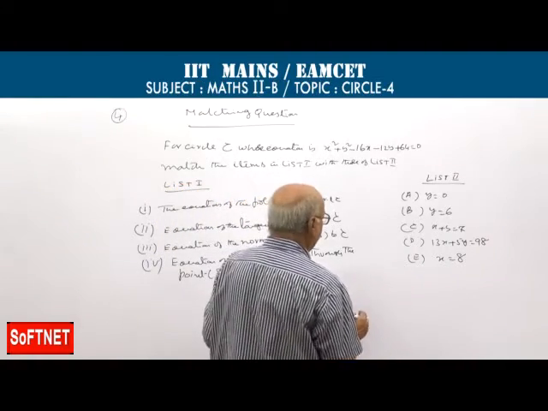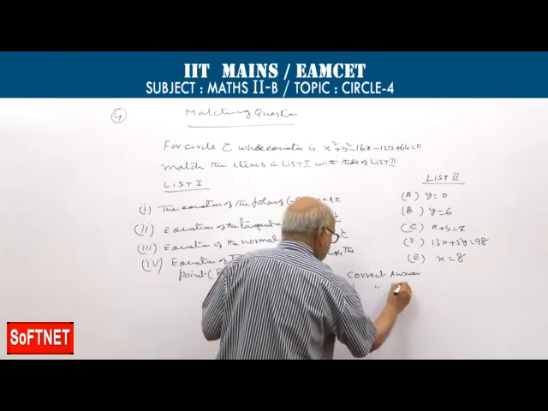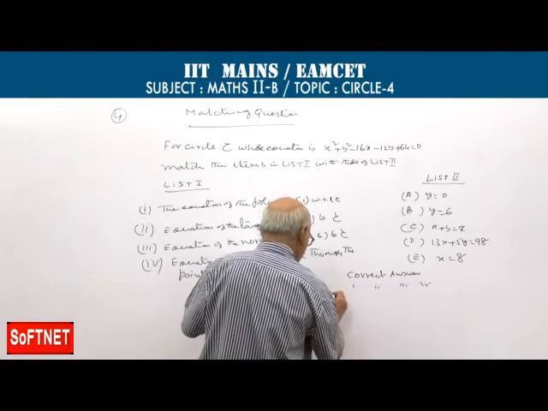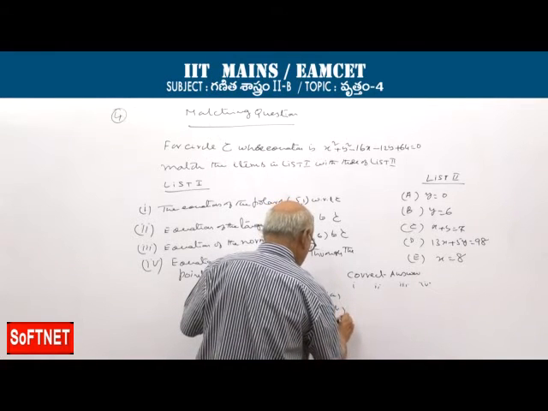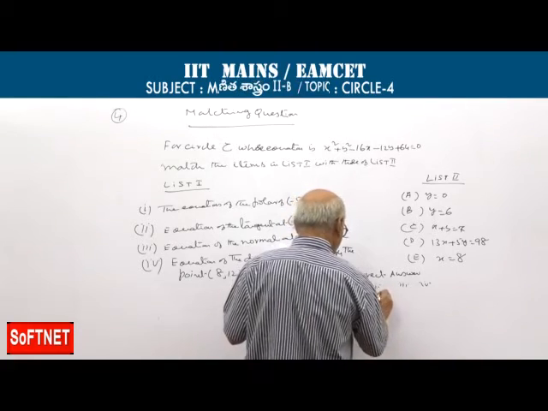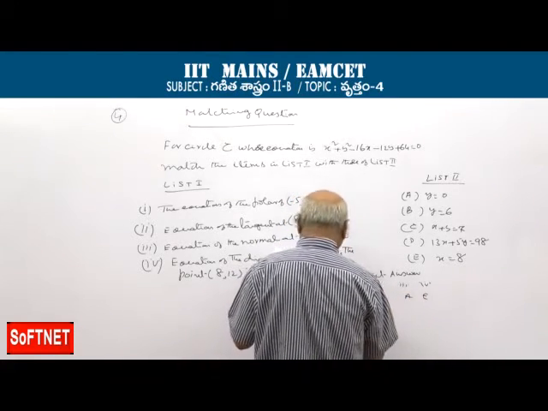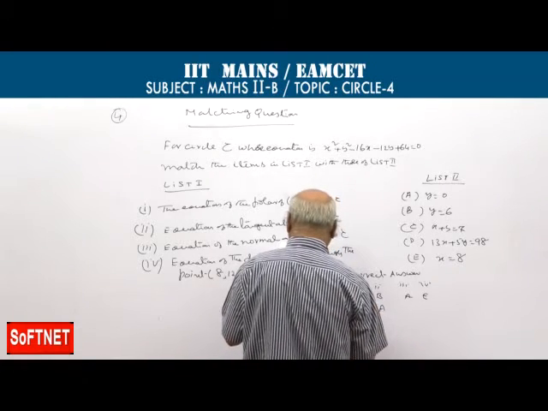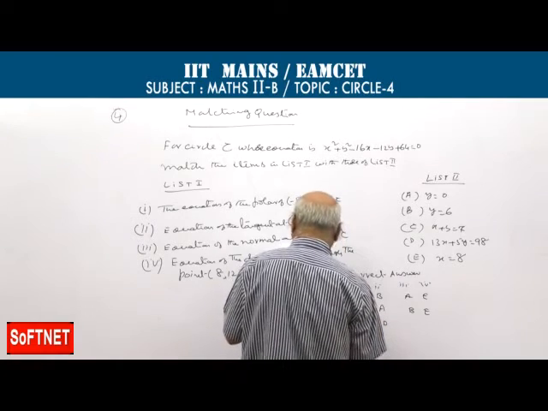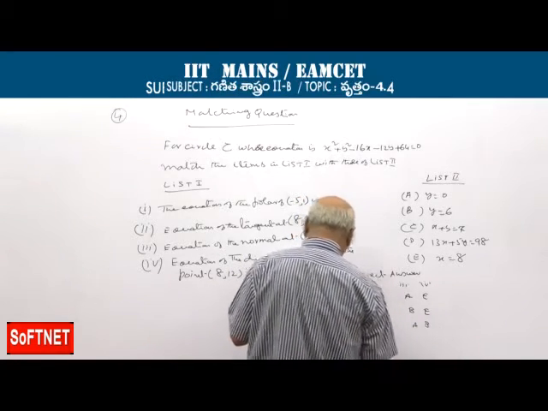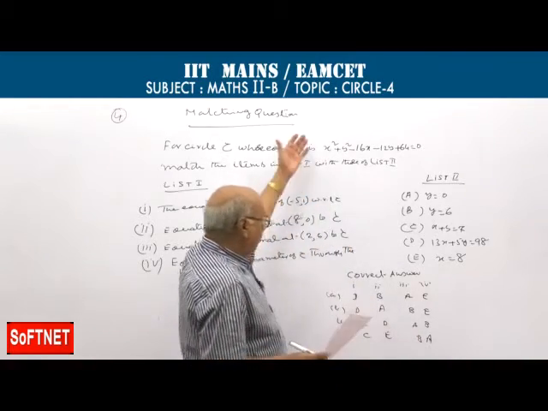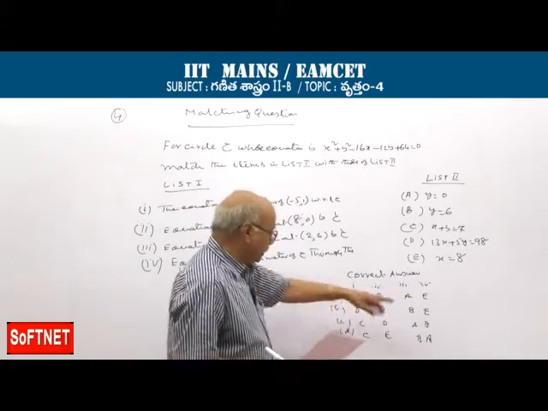So now the correct answer is 1, 2, 3 and 4 matched with small a, small b, small c and small d. Option A is D, B, A, E. Option B is D, A, B, E. Option C is C, D, A, B. And option D is C, E, B, A. So after getting the correct matching, you have to tick which option is the correct one.